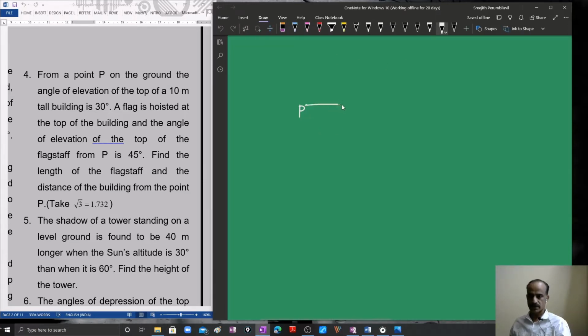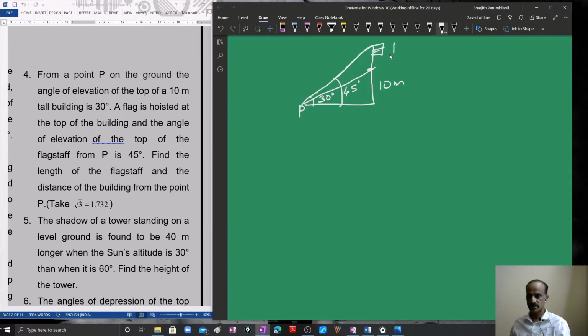There's a 10-meter tall building. The angle of elevation of the top of the building is 30 degrees. A flag is hoisted at the top of the building, and the angle of elevation of the top of the flag is 45 degrees. Find the height of this.